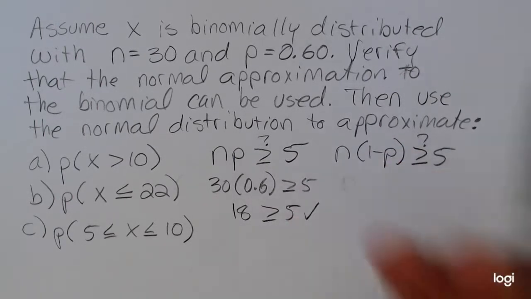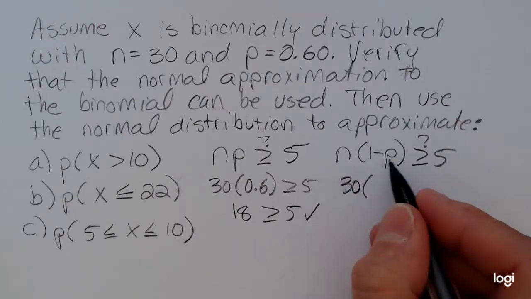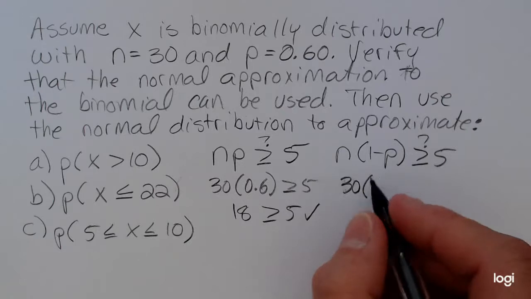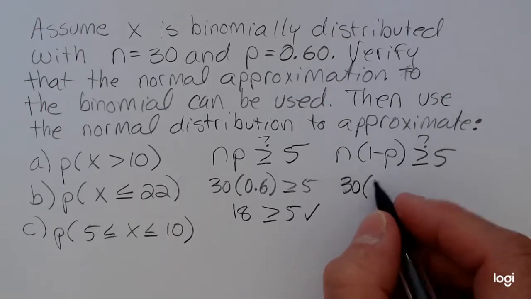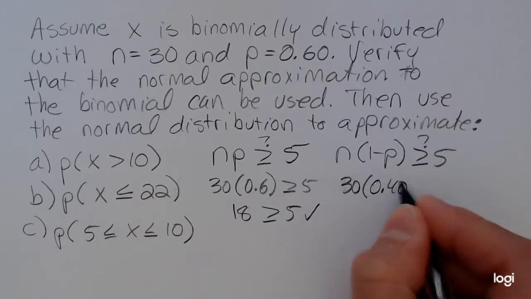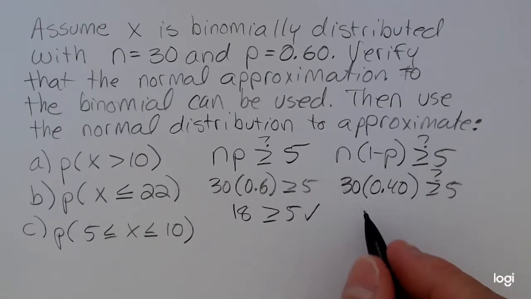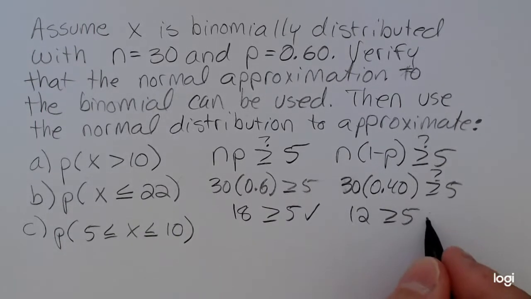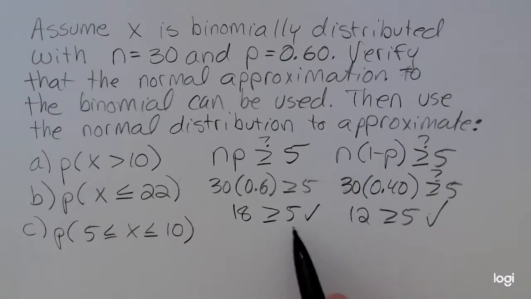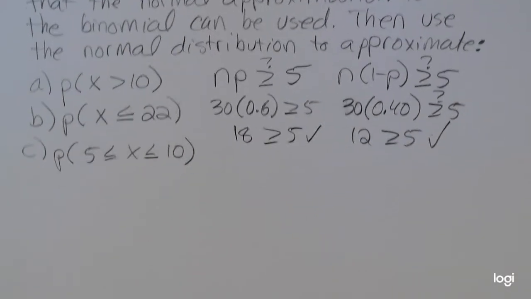Checking the other product here, I have 30 and 1 minus p. If p is 0.6 or 60%, then the complement to that will be 0.4. Is that at least 5? Well, this product is 12, and that is also at least 5. So the conditions are met to use the normal approximation.